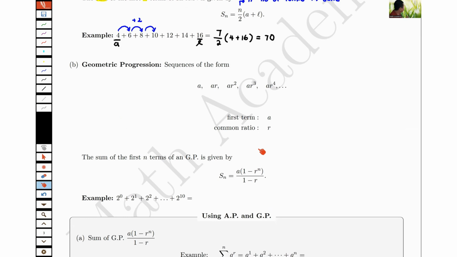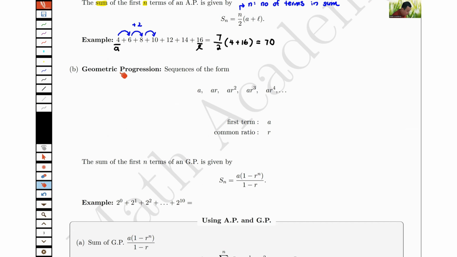Second sequence, only two types of sequence. It's called a geometric progression. The difference is, for geometric progression, you multiply by a fixed number, which we call a ratio. So A to AR, you multiply by R, and so on. This comes with a fixed ratio. For terms that have a fixed ratio, it's called geometric, which in short is called a GP.